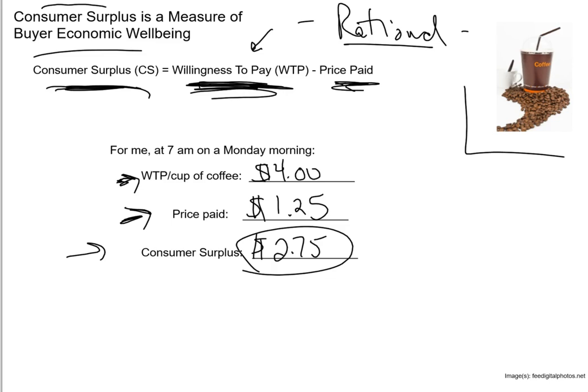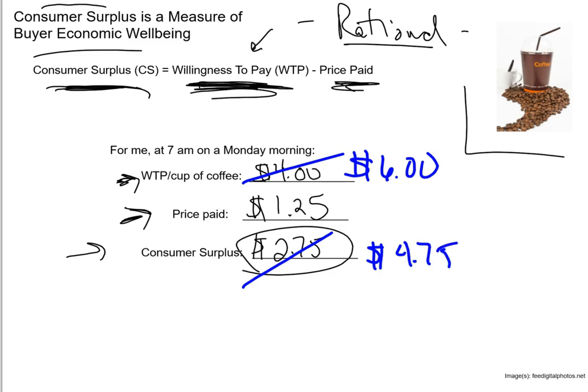Let's think about two things. How could these values change? What if, with coffee, I had a stronger preference for it, and my willingness to pay went up to $6? If I have a higher willingness to pay, what's going to happen to my consumer surplus? Doing that math, it's going to go up to, I just struggled to do the math for a second, $4.75. So when you have a greater preference for something, it's going to have an impact on your consumer surplus.